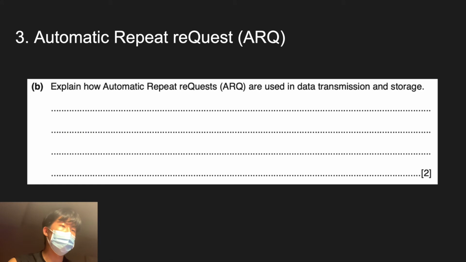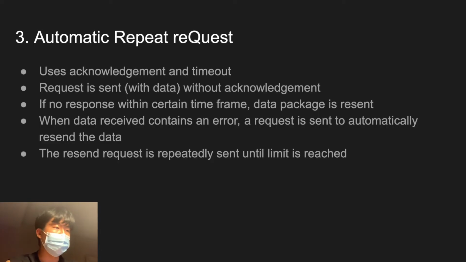And thirdly, automatic repeat request. The question wants an explanation of ARQ. So for automatic repeat requests, these are the points that you can get marks for. Automatic repeat request uses acknowledgement and timeout. The request is sent with data without acknowledgement, and if there is no response within a certain time frame, the data package is resent. And when data received contains an error, a request is sent to automatically resend the data.